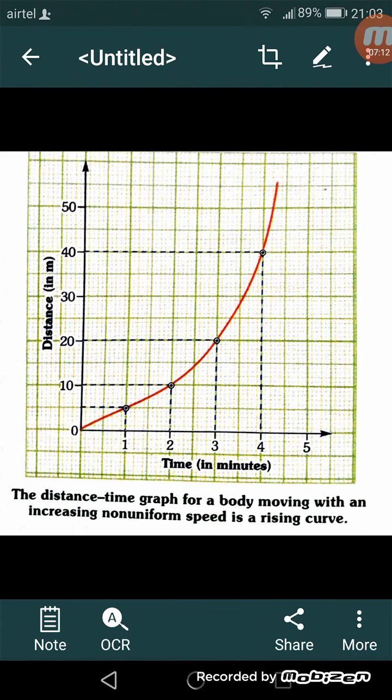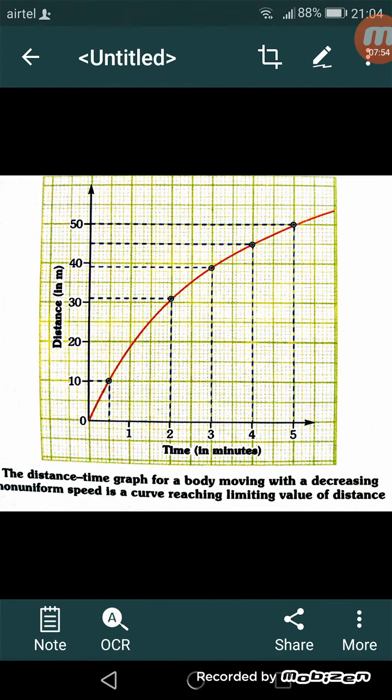Now the next graph, as you can see, is the distance-time graph for a body moving with an increasing non-uniform speed, a rising curve. What is non-uniform motion? When the object is not moving with a constant speed, it means the object is covering unequal distances in equal intervals of time, that is called non-uniform motion. From this graph we clearly come to know that the object is moving with an increasing non-uniform speed. It means the speed of the object is increasing non-uniformly. So this distance-time graph tells about the increasing non-uniform motion of the object.